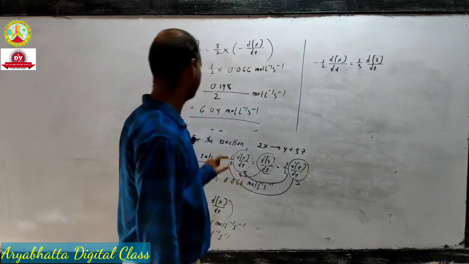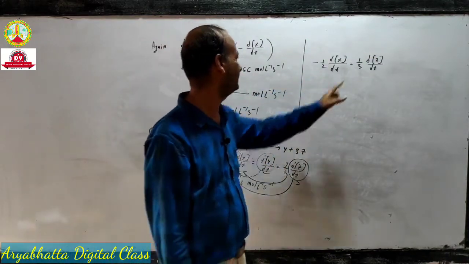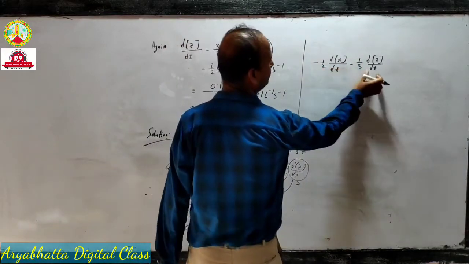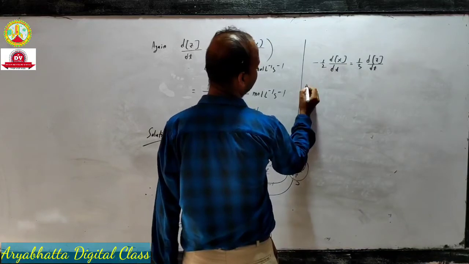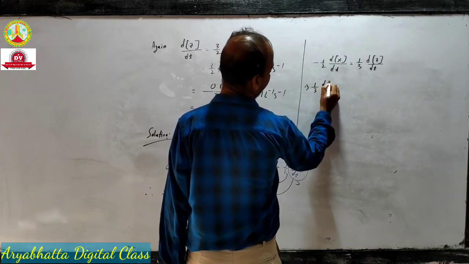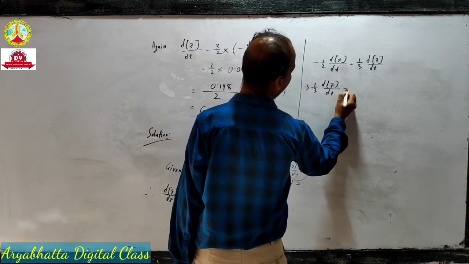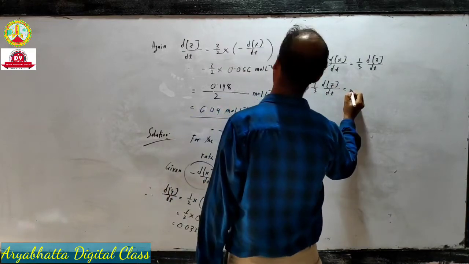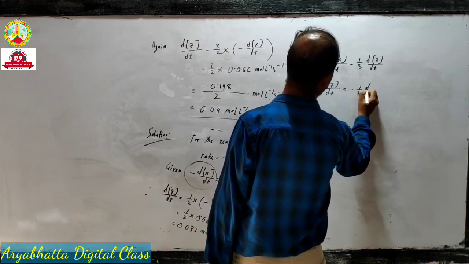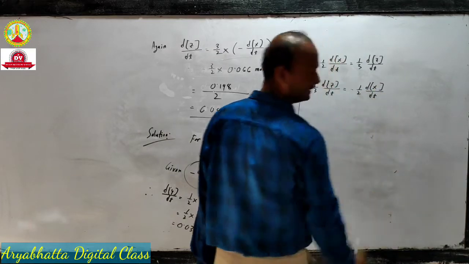Okay, now let's see this part: -1/2 dx by dt, and next is 1/3 dz by dt. I have written this; this equals this. What does this mean? You can write it here also. Let me write 1/3 dz by dt equals how much? Equals this, this is 1/2 dx by dt. Clear?